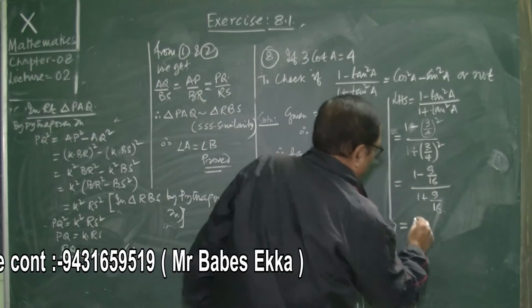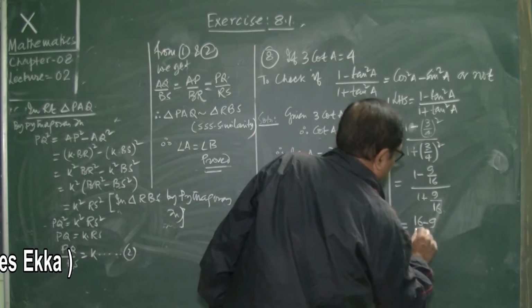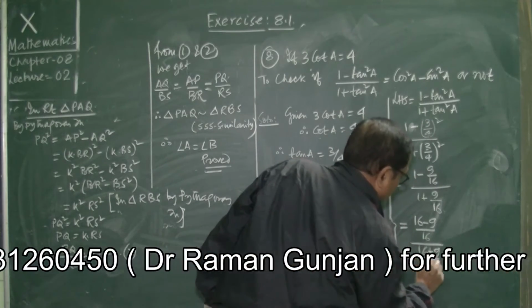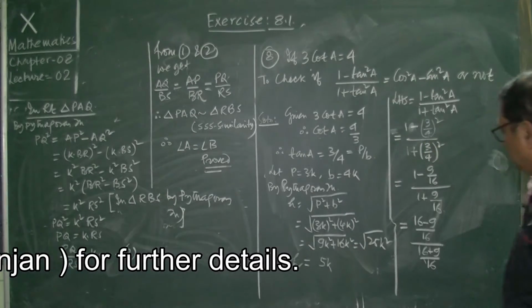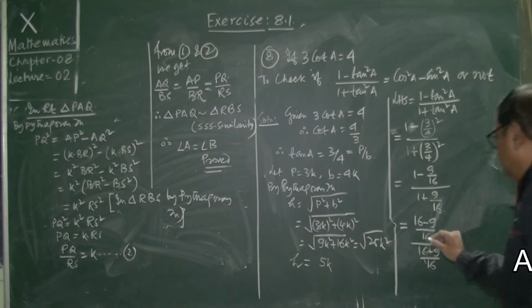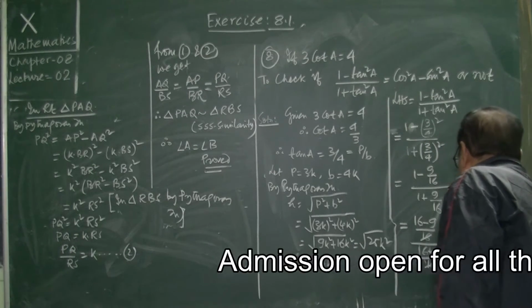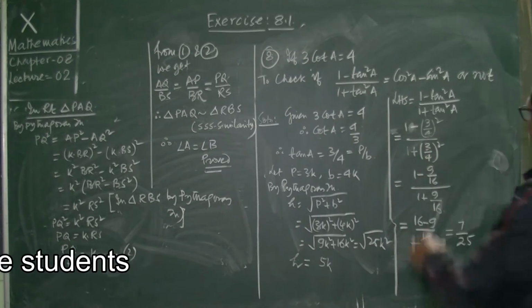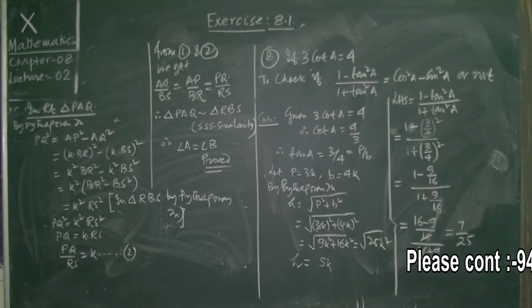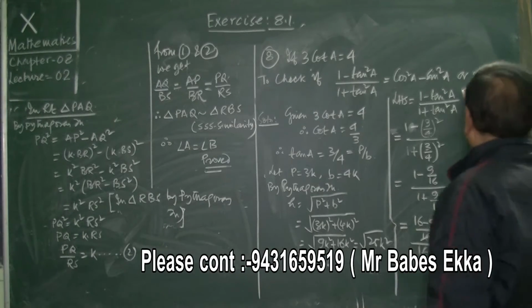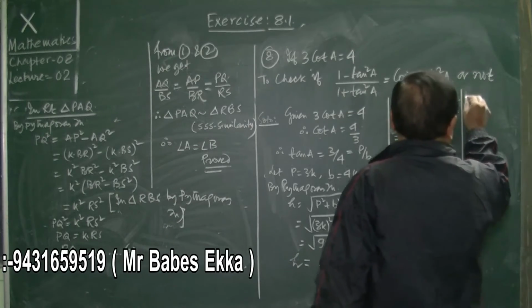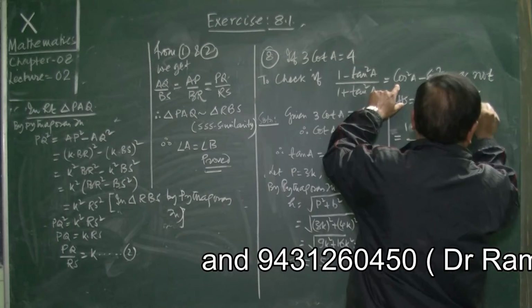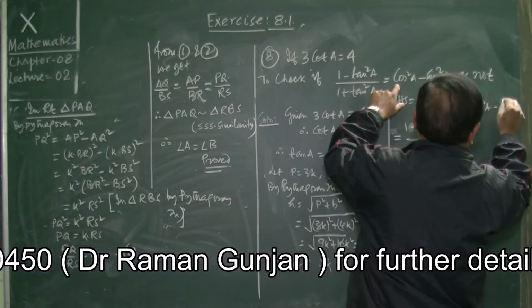So on solving, (16 minus 9) by 16 and (16 plus 9) by 16. By taking the LCM, the 16 and 16 cancel out. 16 minus 9 is 7, and this is by 25. So this is our LHS side. LHS is equal to 7 by 25 on solving. And the last part is RHS. We will see what it is. RHS equals cos square A minus sin square A.